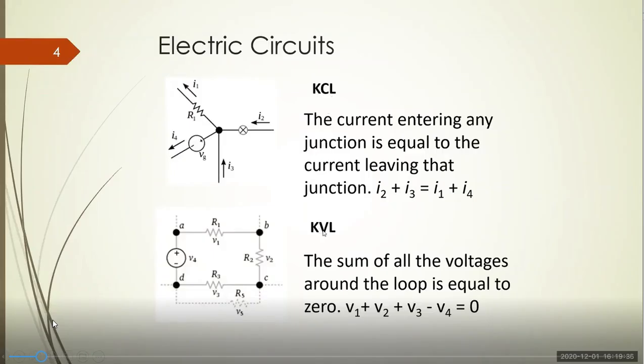For Kirchhoff's voltage law, the sum of all the voltages around the loop is equal to 0. If this is your circuit, and this is the potential difference across the whole circuit, V1 plus V2 plus V3 is equal to V4, or basically V1 plus V2 plus V3 minus V4 is equal to 0. So this is just the internal resistance.